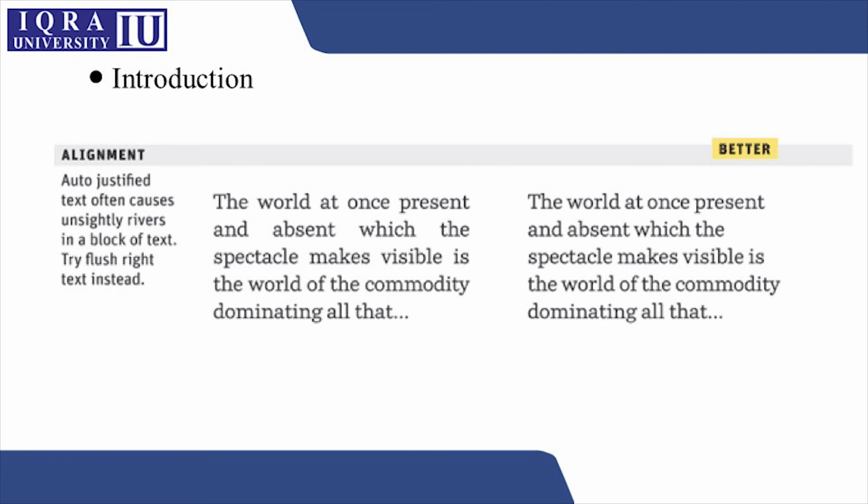Take a look at this. Auto-justified text often causes unsightly rivers in a block of text. Try flush right text instead. The first one you can see is auto-justified, which has extended it. In the second one you can see that it is right justified, and the one with right justified does look better.